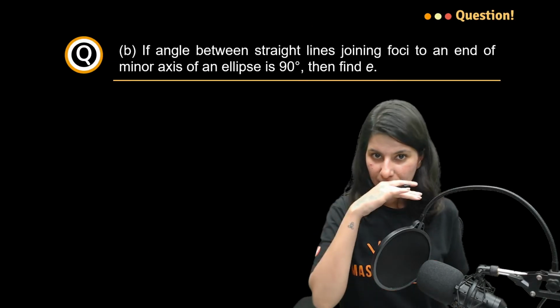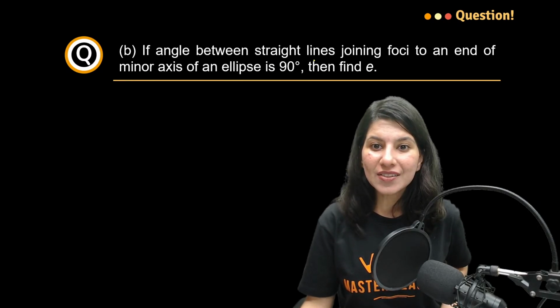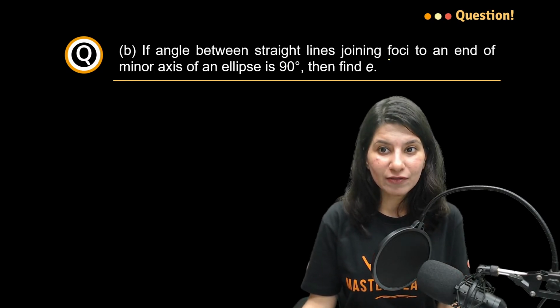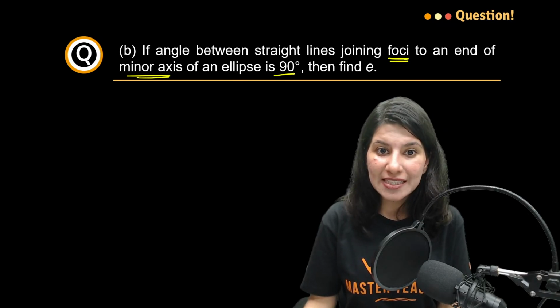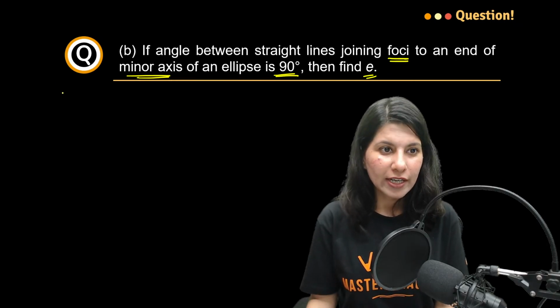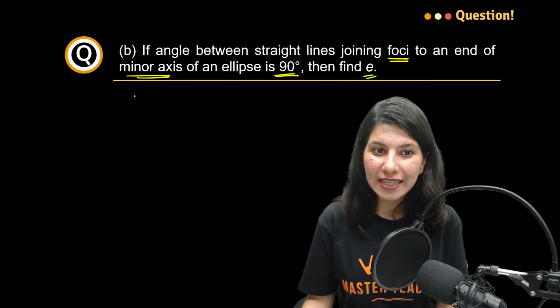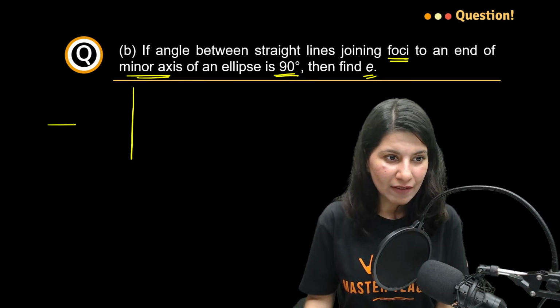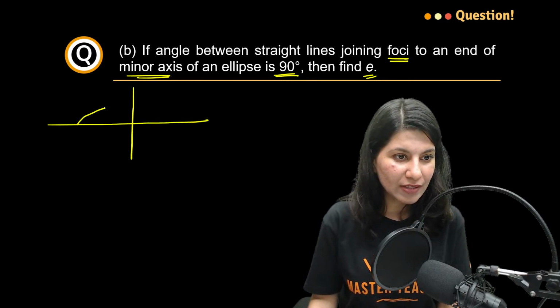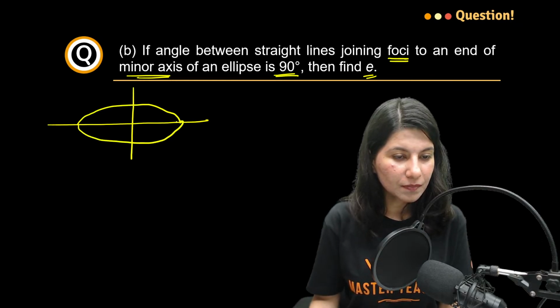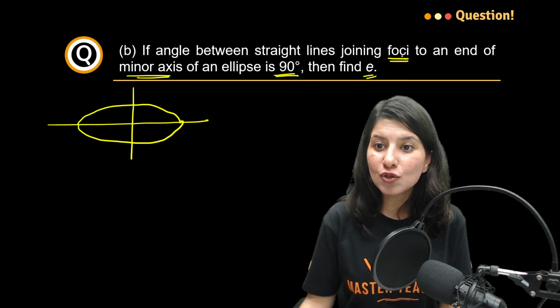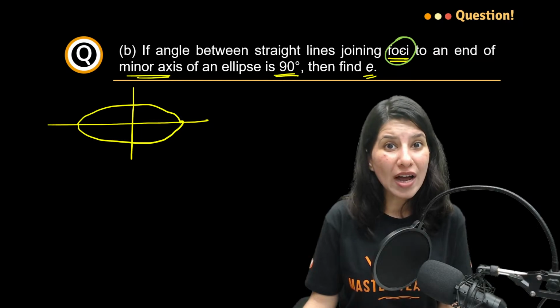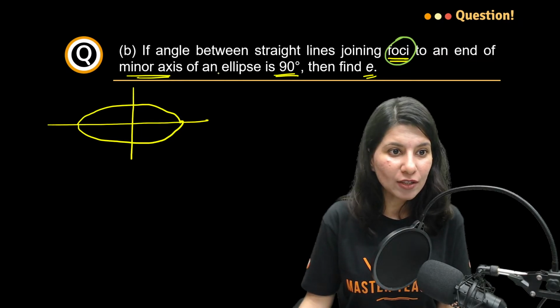Now next question. If the angle between straight lines joining the foci to an end of the minor axis of an ellipse is 90 degrees, find E. Okay, hold on. We have to draw a diagram. Angle between straight lines, okay. So in this case, we first have to draw an ellipse, then only we'll be able to understand the angle between straight lines joining the foci to an end of the minor axis.